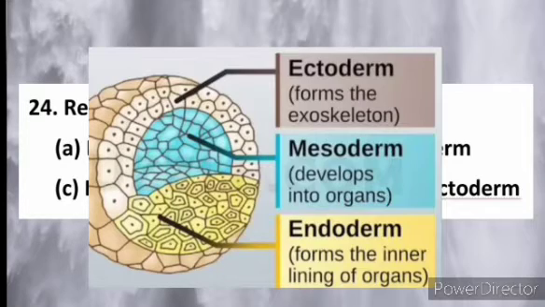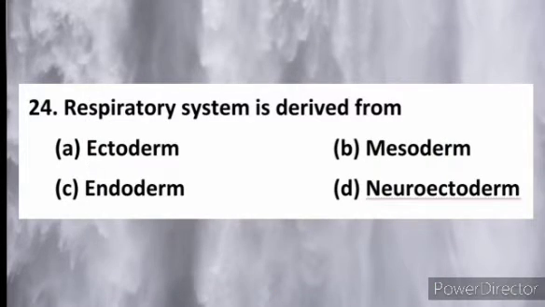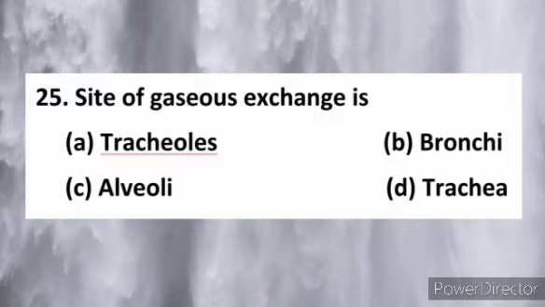Endoderm gives rise to internal organs, gut, tube, etc. Ectoderm gives rise to skin and the nervous system. Mesoderm gives rise to the muscle cells and connective tissue. Neuroectoderm gives rise to neural tube, neural crest, etc. So the answer for the respiratory system is derived from is endoderm, because it gives rise to internal organs such as lungs, thyroid, etc. That is why endoderm gives rise to the respiratory system. The answer is endoderm.